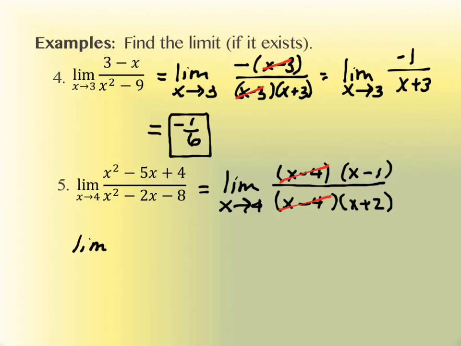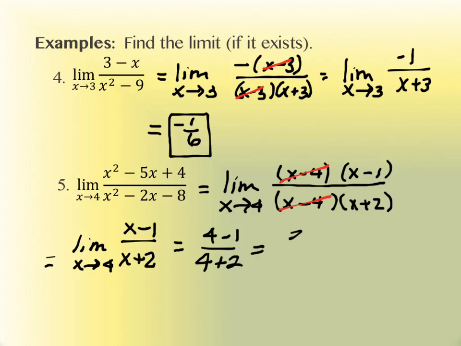So one more time I'm going to write limit as x approaches 4 of x minus 1 over x plus 2. And then I can evaluate. I can plug the number in. What do I get? All right, so I've got 4 minus 1 over 4 plus 2. Good, there we go. I was thinking it was reduced. So 3/6 actually, which reduces to 1/2. Good. So my limit on this one's 1/2.